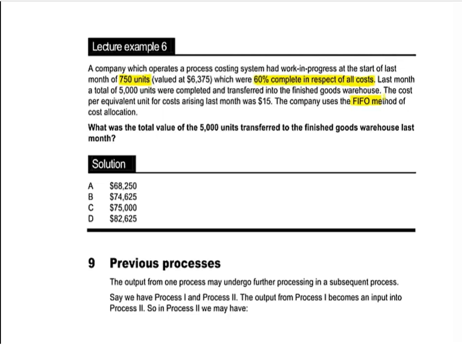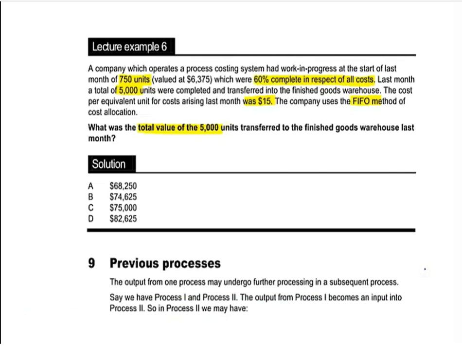5,000 units were complete and transferred to finished goods, and the cost per equivalent unit has already been calculated at $15. We don't have to worry about the different types of costs, materials and conversion, because the percentage complete is the same for all of the units. But what we have to do is work out the value of those 5,000 units that have been transferred into the finished goods warehouse. So we're going to need to do some calculations.